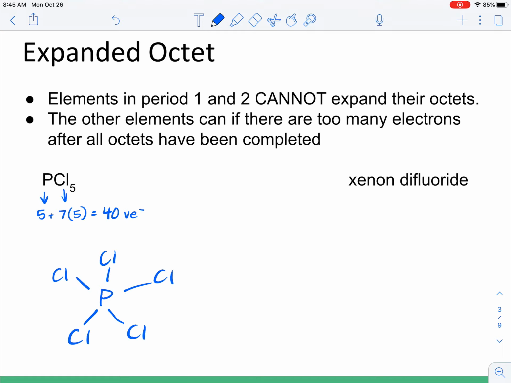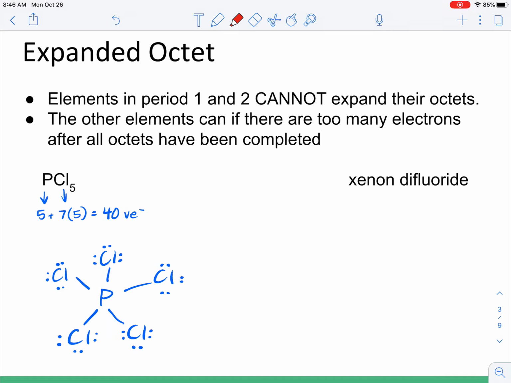So I've got 10, 11, 12, and so on up through 40. Okay, so if you take a look here, all of our chlorines have fulfilled octets. So I'm just going to count the top chlorine's octet because all of the other chlorines look like it.